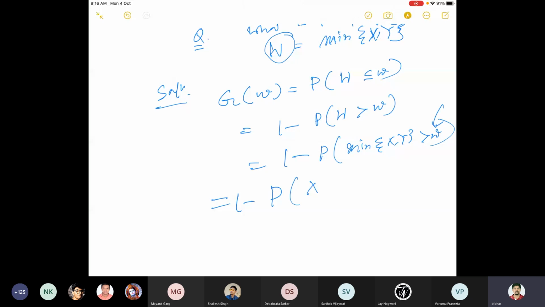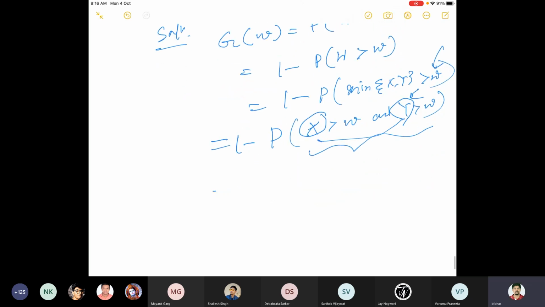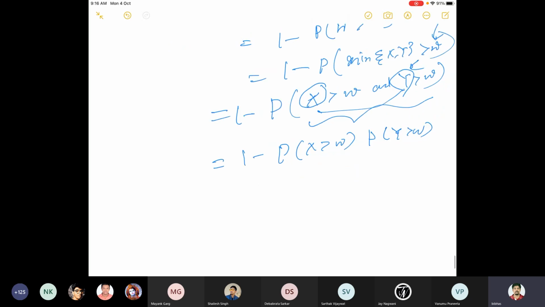Both X and Y have to be bigger than w, right? So X is bigger than w and Y is also bigger than w. Now, since X and Y are independent, it doesn't matter what value Y takes. The value of X does not depend on the value of Y, and the value of Y does not depend on the value of X. So essentially, I can write this as the probability of X bigger than w, times the probability of Y bigger than w, since X and Y are independent.